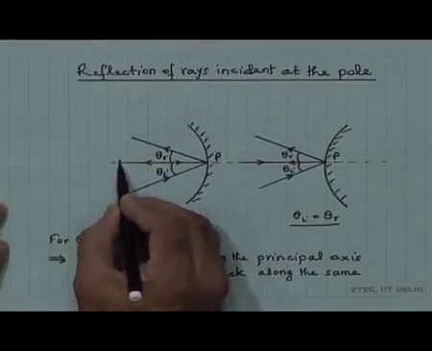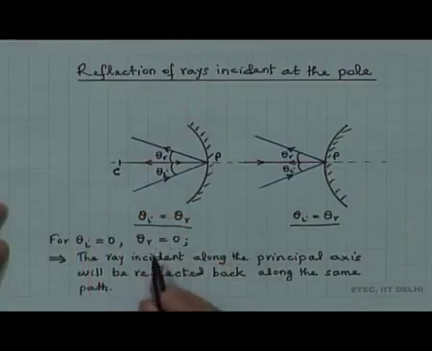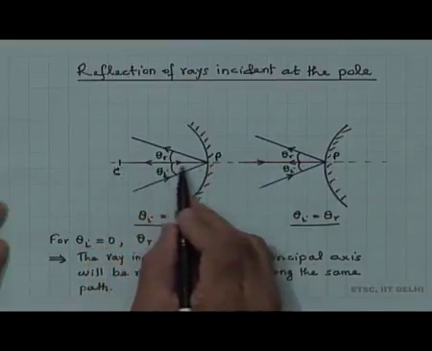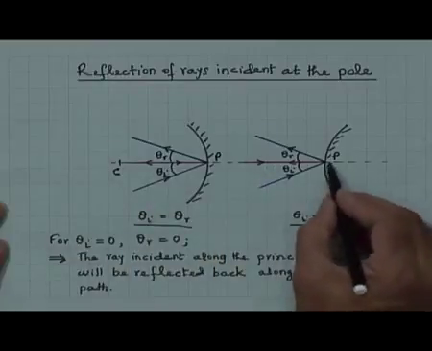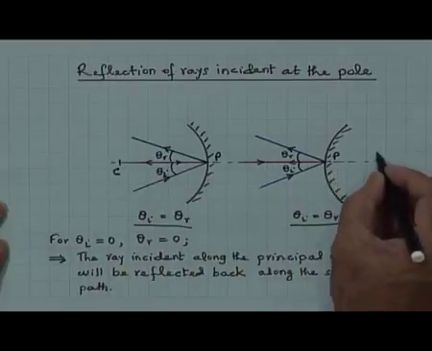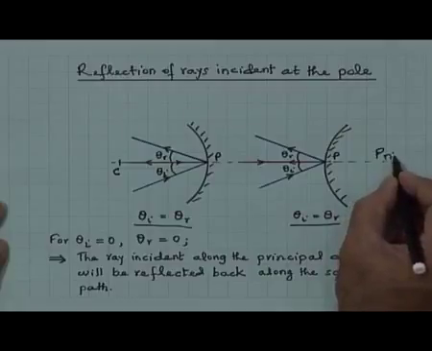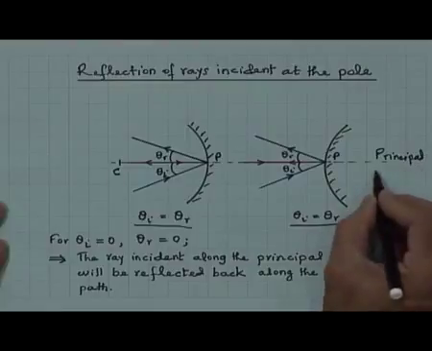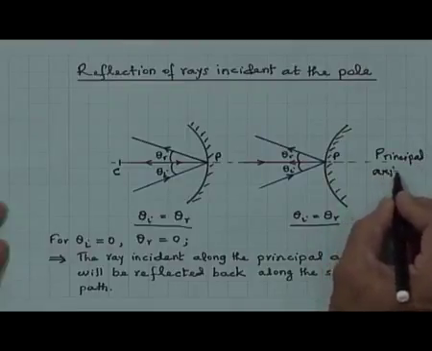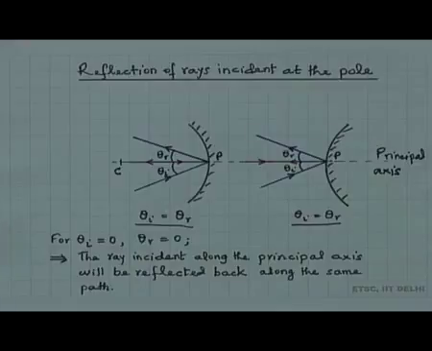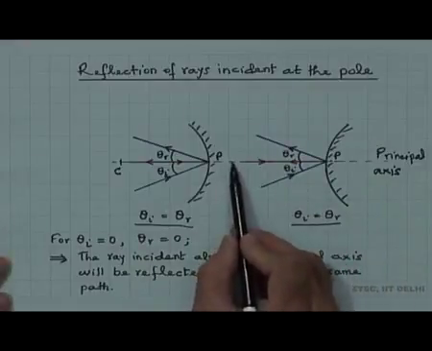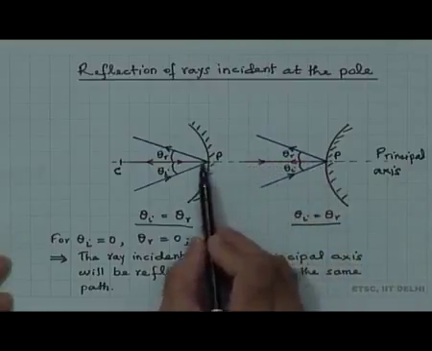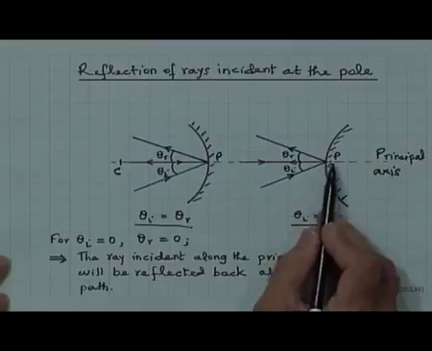So, here is the center of curvature C, and the line joining C to the pole P is called the principal axis. So, this is called the principal axis. A ray which is incident along the principal axis will be reflected back along the principal axis in the reverse direction.